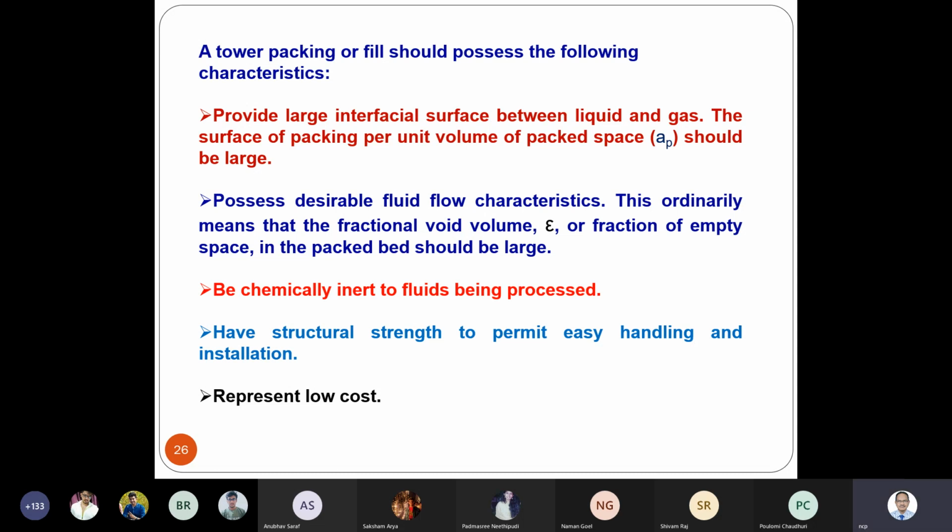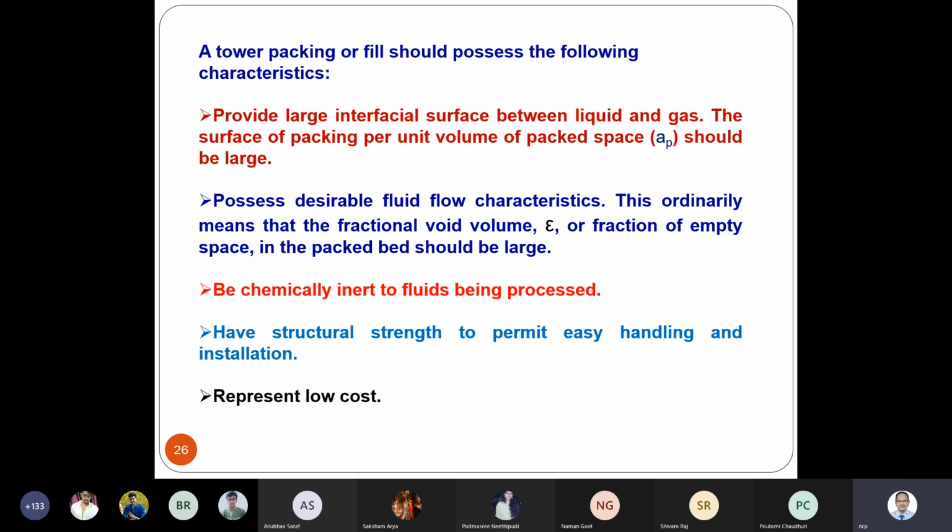Then it should be chemically inert to fluids being processed. So it should be chemically inert. Obviously, as I told, this chemical component is important, right? If it reacts with the fluids, the liquid or the gas that we are processing, then obviously it is not possible to use that material. So you have to decide whether the material of construction of the packing that you are going to use is compatible with the fluids that we will handle.